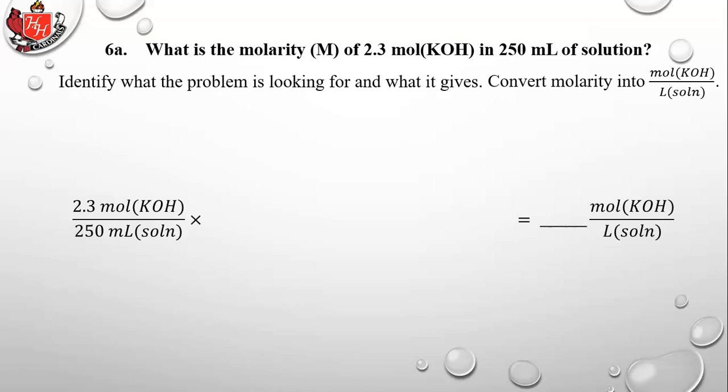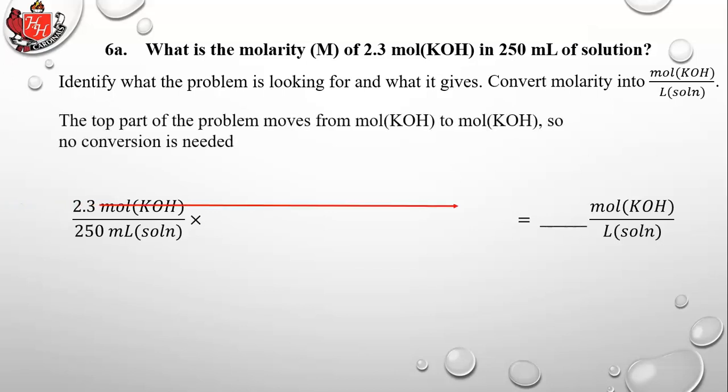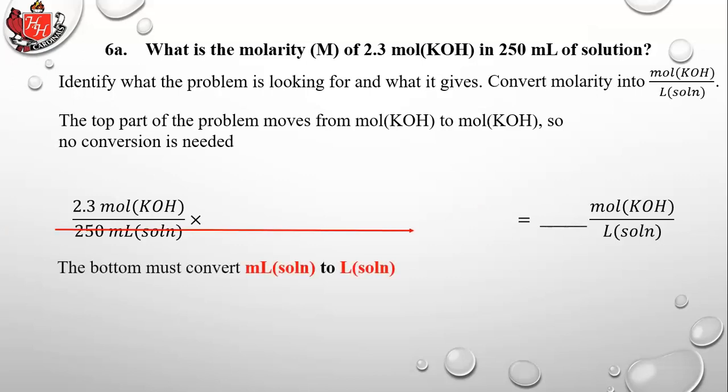All right, now, the way you deal with these types of problems, they're going to be two-story problems. They're going to have a top and a bottom, a numerator and a denominator. So the way that I recommend that you do them is you start with the top and you treat that like a separate problem. So the top part of the problem moves from moles of KOH on the left over to moles of KOH on the right. Therefore, no conversion is needed. You already have the units that you need in your final answer. The bottom must convert milliliters of solution to liters of solution. Why? Because molarity is expressed, the denominator is in liters of solution.